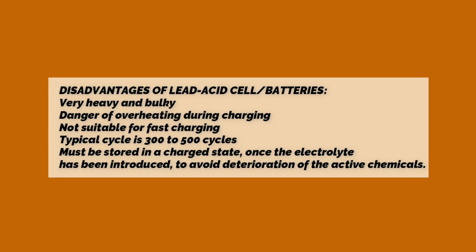Disadvantages of lead-acid cells or batteries. 1. Very heavy and bulky. 2. Danger of overheating during charging. 3. Not suitable for fast charging. 4. Typical cycle is 300 to 500 cycles. 5. Must be stored in a charged state once the electrolyte has been introduced to avoid deterioration of the active chemicals.